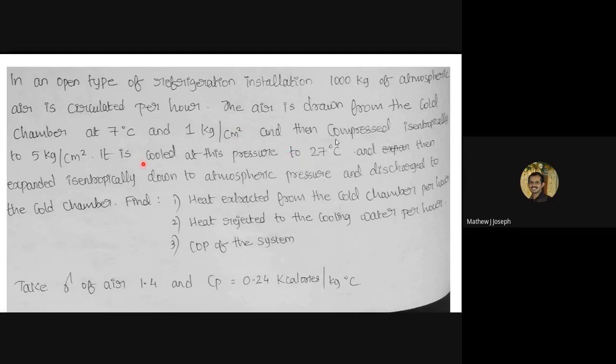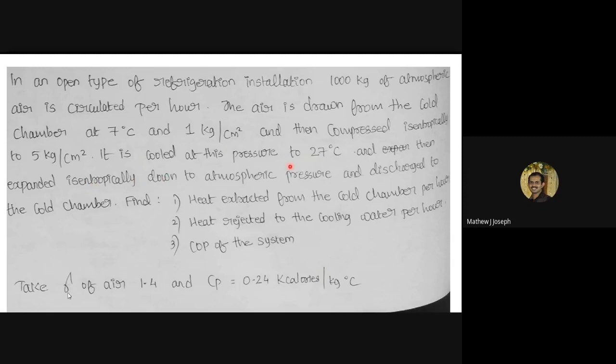So again, we are continuing reading. It is then compressed isentropically to 5 kilogram per centimeter square. It is cooled at this pressure. Okay, again you note down, after compression, the pressure is raised to 5 kilogram per centimeter square. It is cooled at this pressure, means this cooling process is a constant pressure process, and it is cooled to 27 degrees Celsius, and then expanded isentropically.